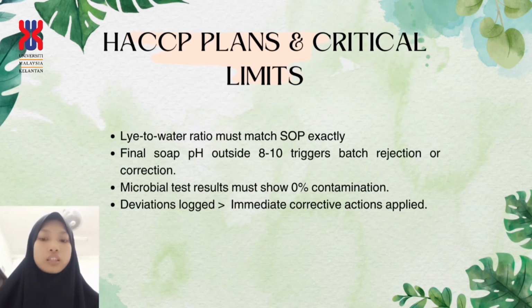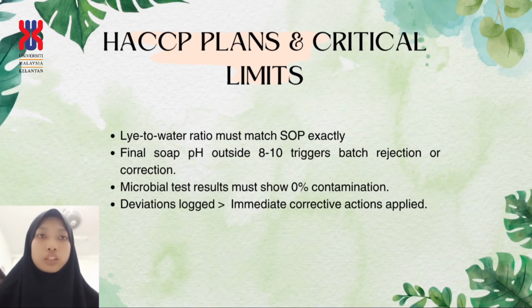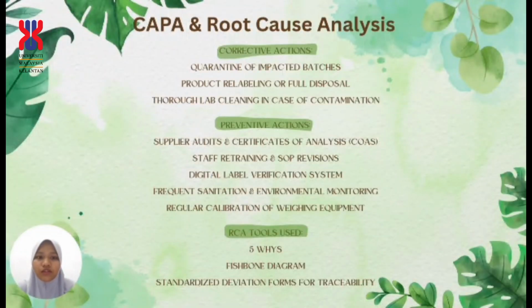For the HACCP plans and critical limits, there are a few things that we need to ensure in the production of Pure Skin natural soaps. Firstly, the lye to water ratio must match the SOP exactly. Then final soap pH outside 8 to 10 triggers batch rejection or correction. Microbial test result must be 0% contamination, and any deviation should have immediate corrective action applied. We look into how Pure Skin Naturals handles problems and prevents them from happening again.